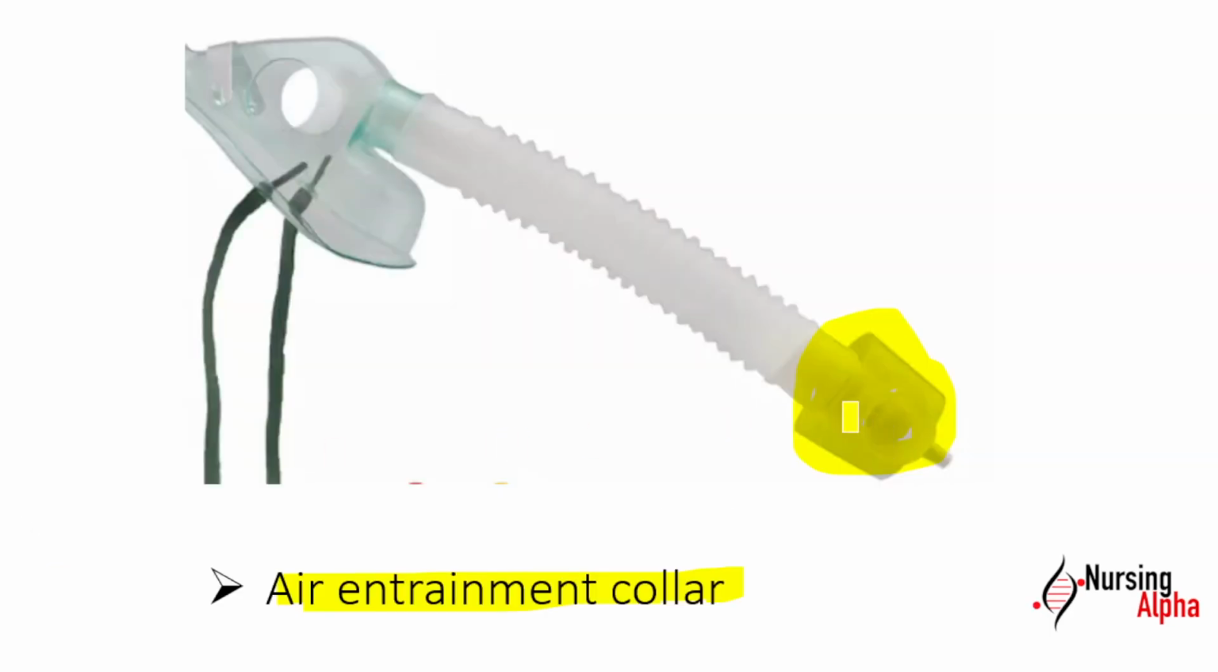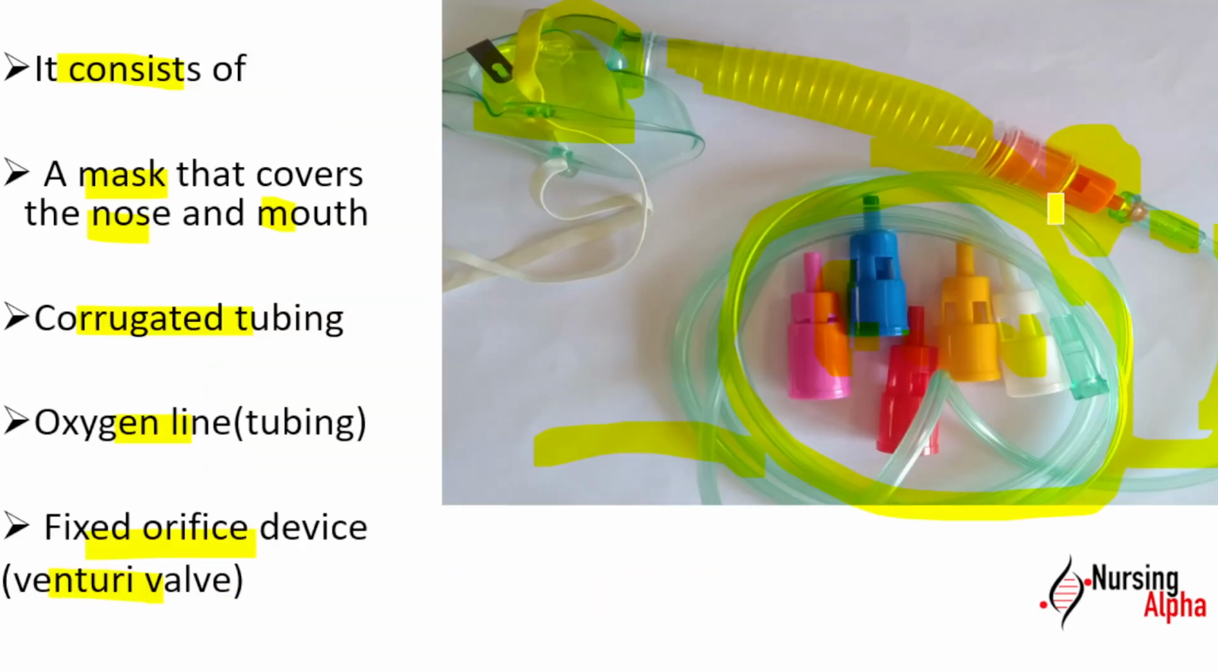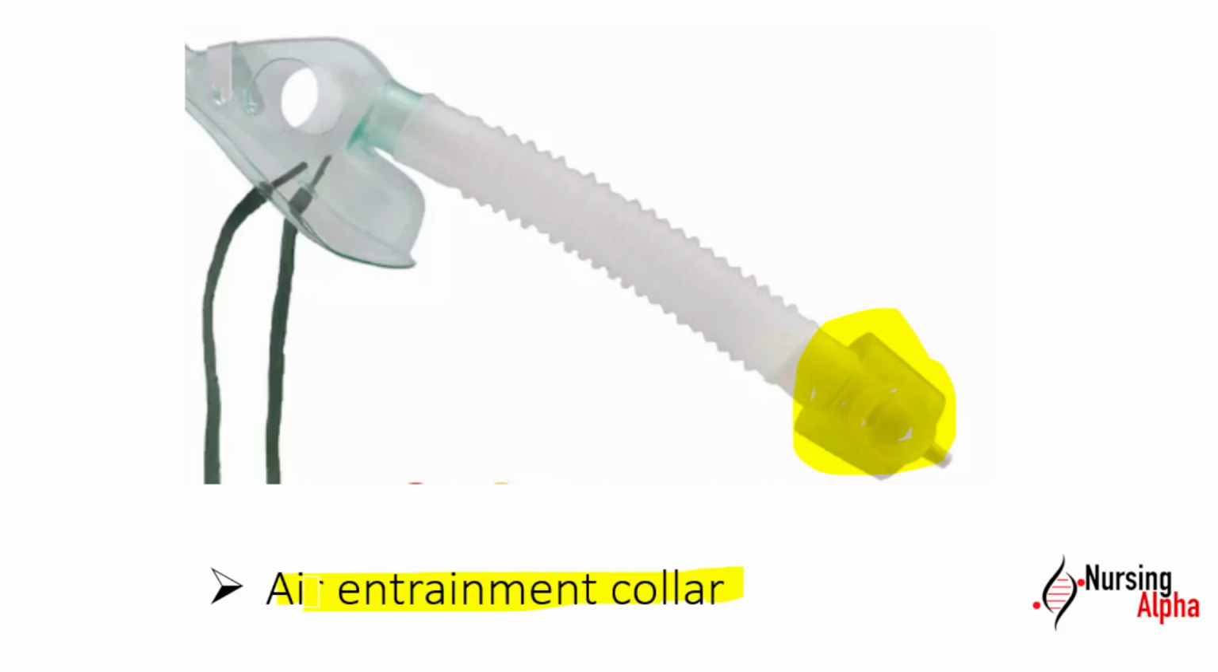Why? Because if the patient's hands or towel touch or block that particular valve, then it increases the flow rate of the oxygen because of these holes. It also creates more problems for the patients. Because of that reason we have to cover the air entrainment collar. So these all are the parts of the Venturi mask.